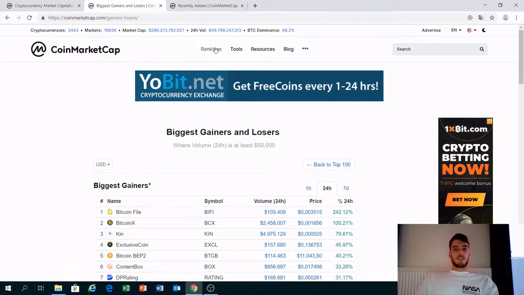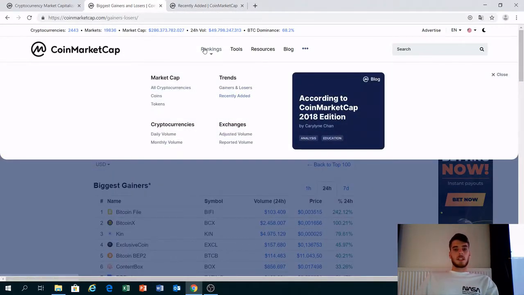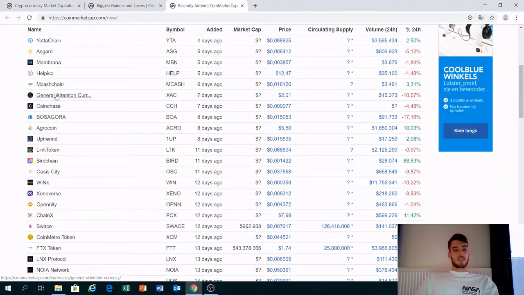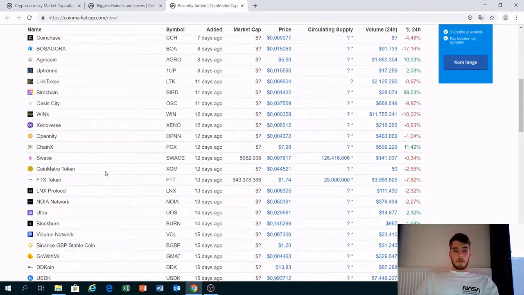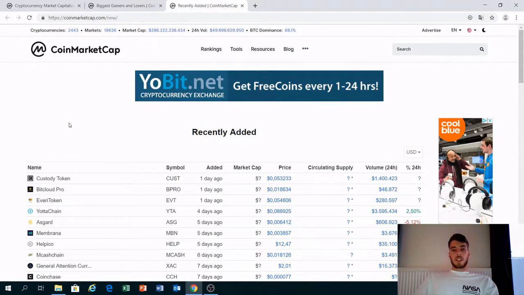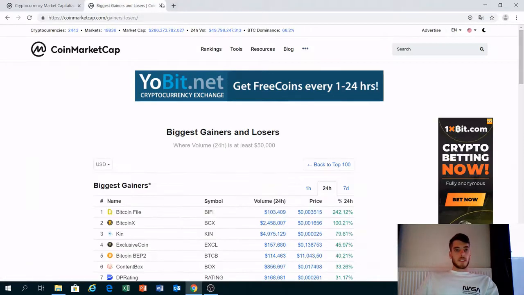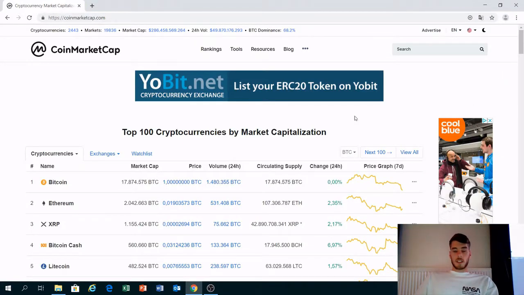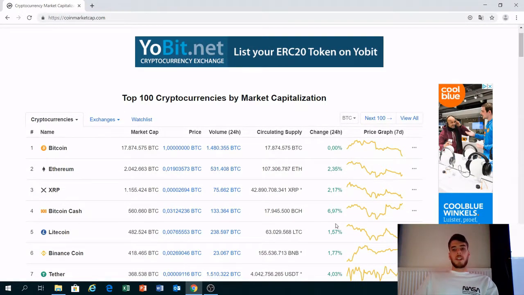Now if we go to rankings, we can also click here at recently added. We can see the recently added tokens or cryptocurrencies. But yeah, most of them added now are pretty shit, so I wouldn't really recommend looking at this. So let's close this. Close. Now, if you want to see more data over here, you can also click here and view all.